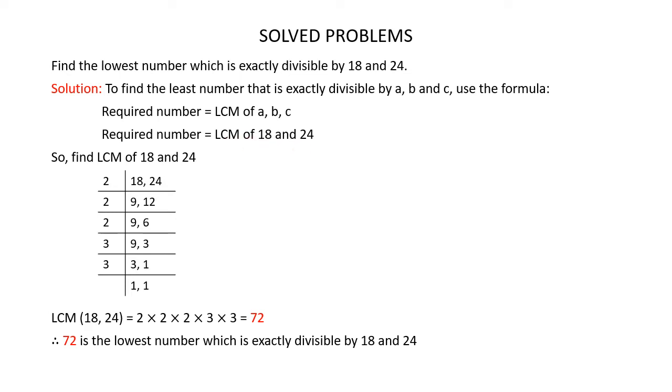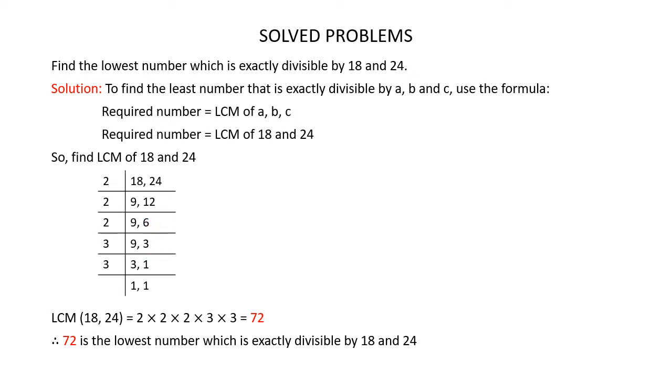Let's find the LCM by division method. So write 18 and 24 in the first row. First divide by 2. 18 divided by 2 is 9. Write 9 in the next row. 24 divided by 2 is 12. Write 12 in the next row. Again divide by 2. 9 cannot be divided by 2 completely, so write 9 as it is in the next row. 12 divided by 2 is 6. Write 6 in the next row. Again divide by 2. Write 9 as it is in the next row. 6 divided by 2 is 3. Write 3 in the next row.